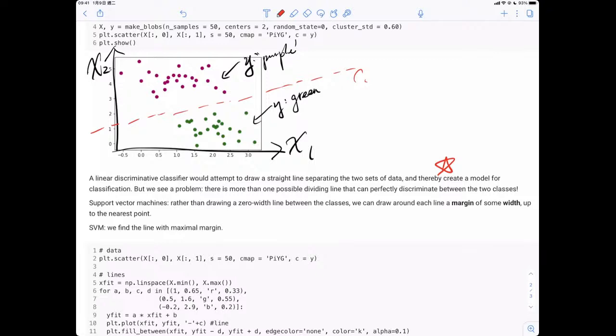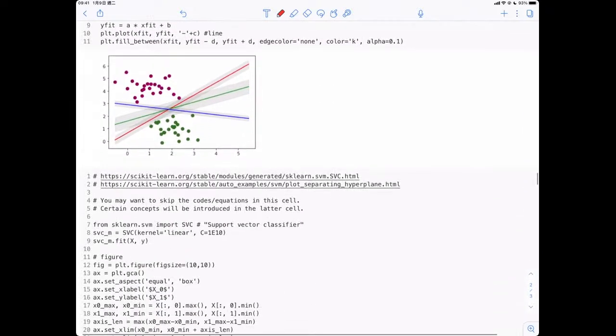There is more than one possible dividing line that can perfectly discriminate between these two classes. So the algorithm we use right here is called SVM, which stands for Support Vector Machine. Rather than drawing a zero width line between the classes, we can draw around each line a margin with some width. Okay, so let's take a look at this one.